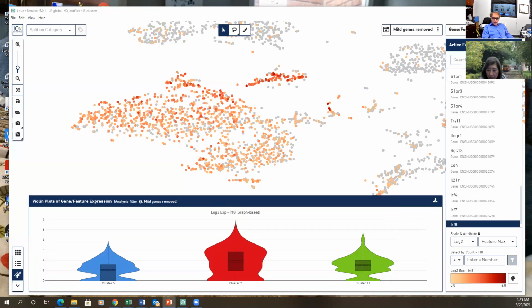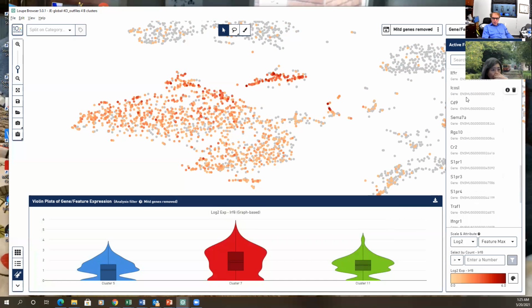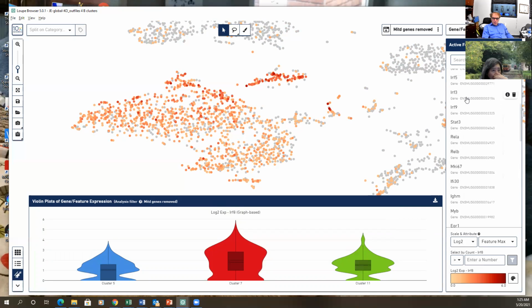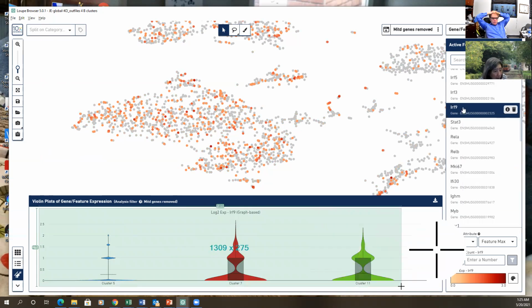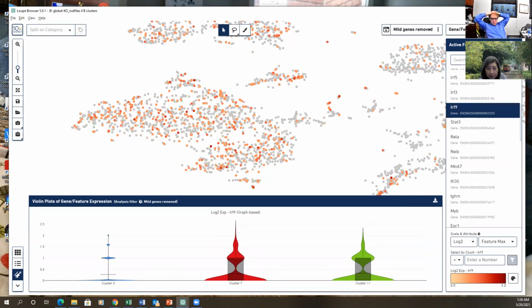Then IRF9. You have 9 somewhere up. There. Yeah, that's high too. This is a lot higher too. All right, so this is it. Same. It is really skewed.